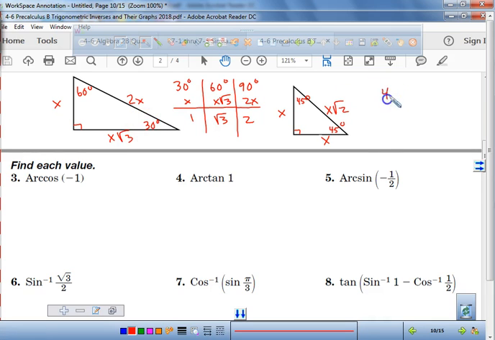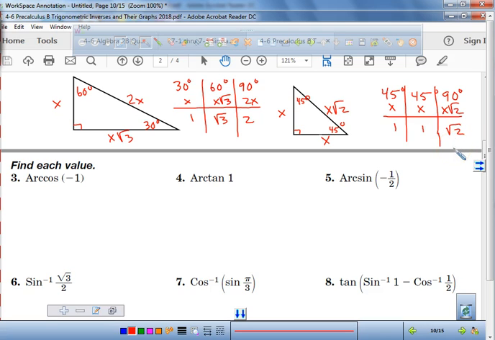Over here in the 45, 45, 90. Right now we're getting ready for the next day. We're not going to use this today, but you need to make sure you are aware that this is what we're going to be utilizing when we work through problems 3 through 8. 1, 1, 1 radical 2.